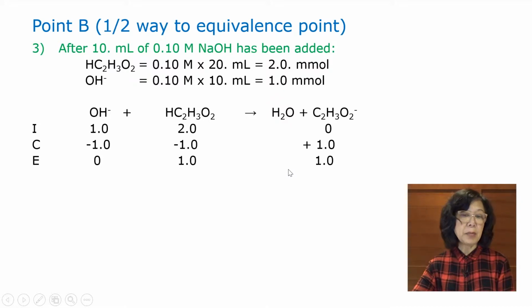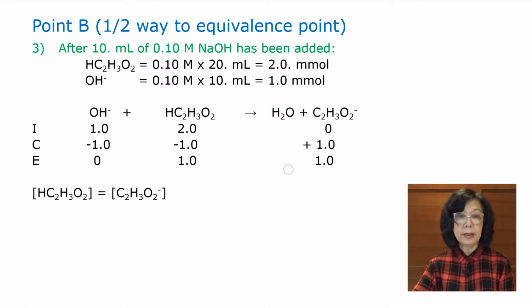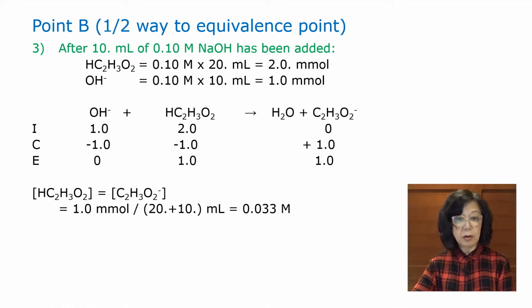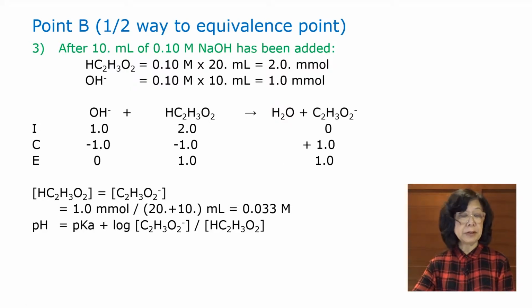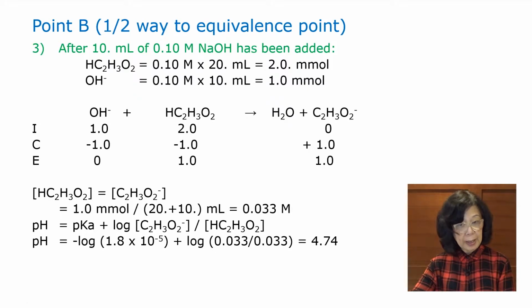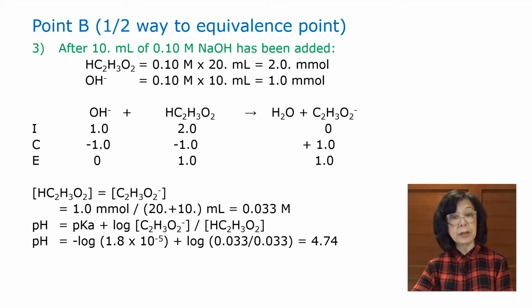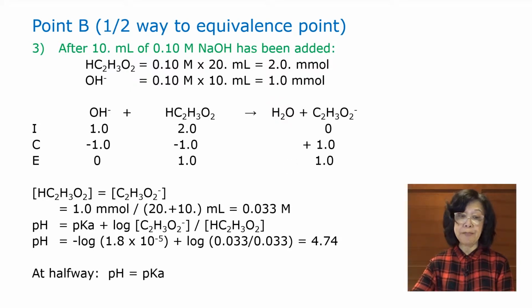So we have 1 millimole of each remaining, and they are equal in millimoles, so they're equal in concentration over a volume of 30 milliliters, which is 0.033 molar. Now we use the Henderson-Hasselbalch equation to find the pH, which is pKa plus log of the ratio, and since they're equal molarity, it is log of 1, which becomes 0. So pH is 4.74, which is pKa at halfway to the equivalence point.